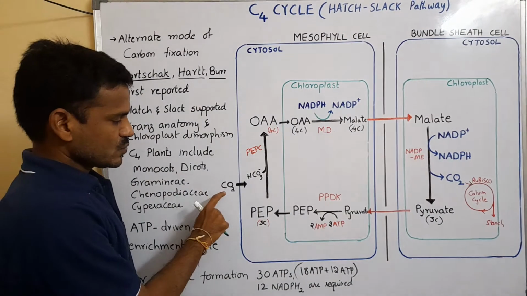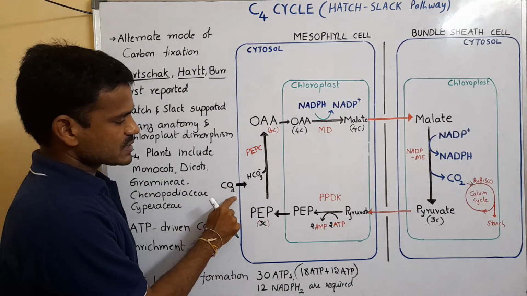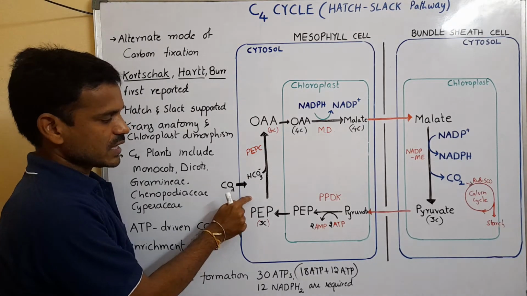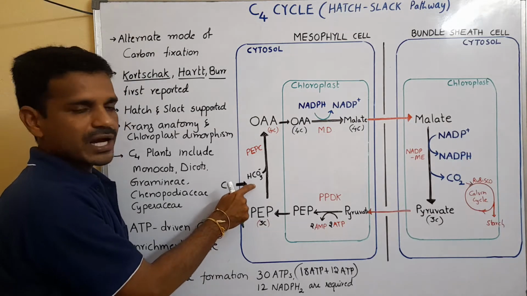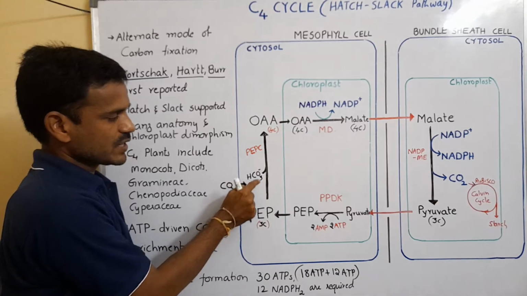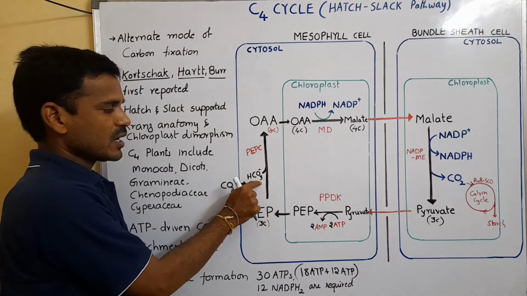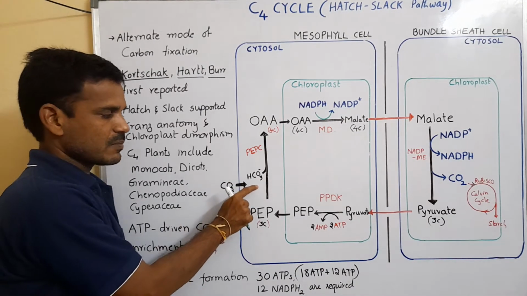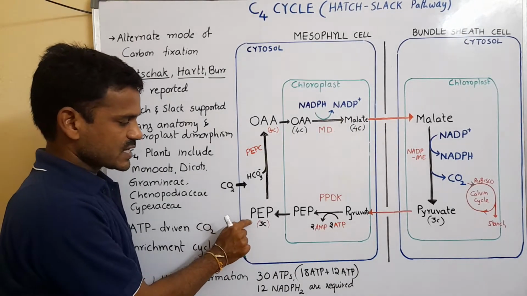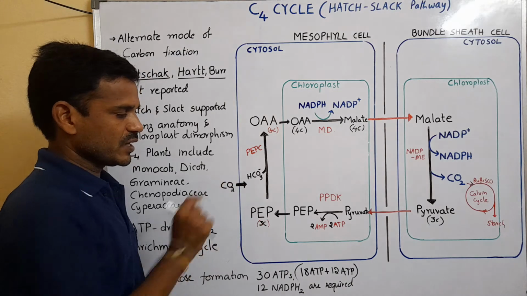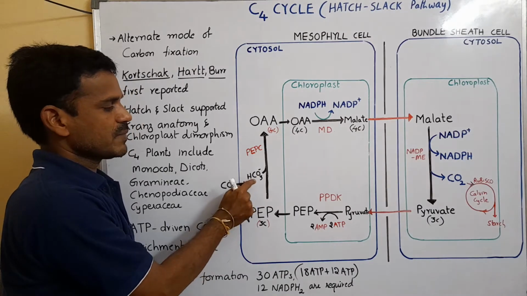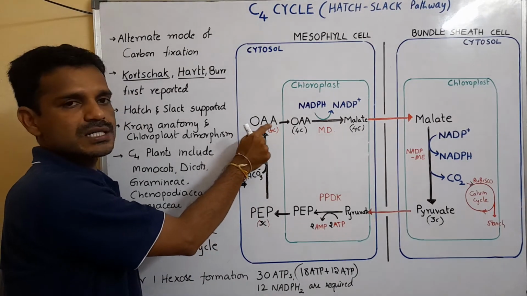First, CO2 from outside enters the mesophyll cell, and inside the cytoplasm of the mesophyll cell it is converted into bicarbonate. In the form of bicarbonate, the carbon is fixed by PEP. The first CO2 acceptor is PEP, phosphoenol pyruvic acid or phosphoenol pyruvate. It is a 3-carbon compound. It fixes bicarbonate and is converted into oxaloacetic acid.